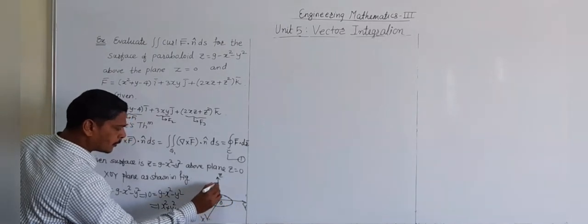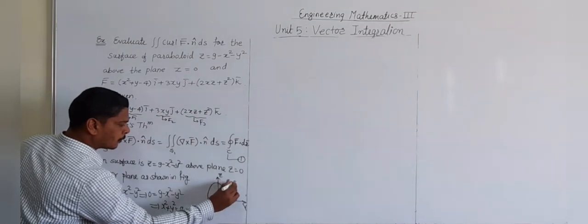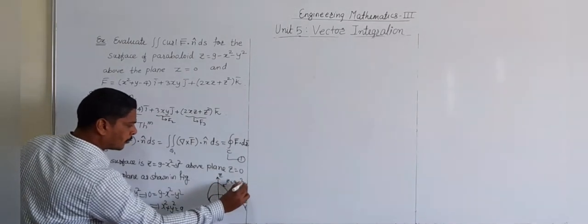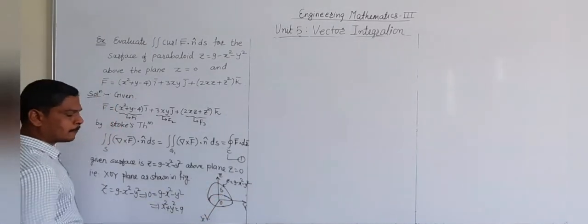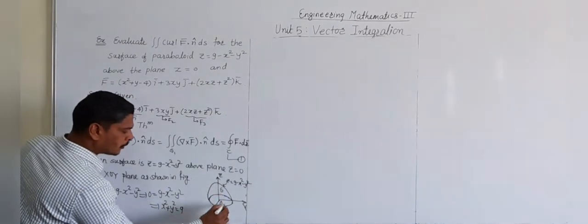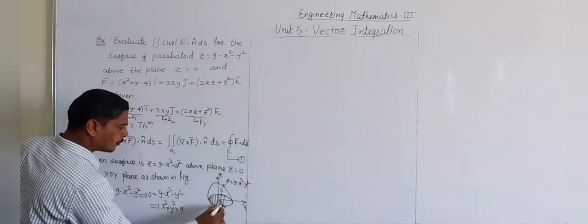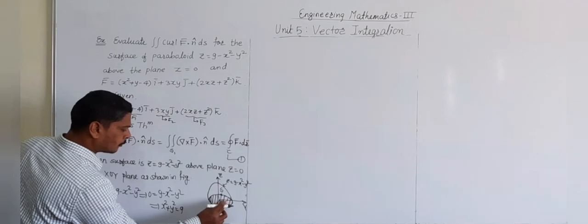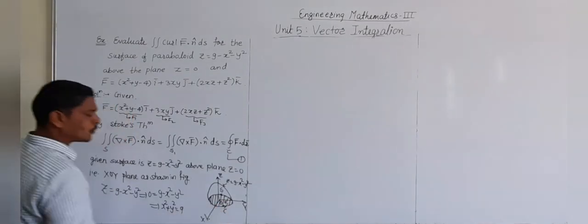So this is our paraboloid, z is equal to 9 minus x square minus y square. Okay, so this surface becomes clear, right? And this shaded region is our surface S1, so I will write here S1. And this curve is C.